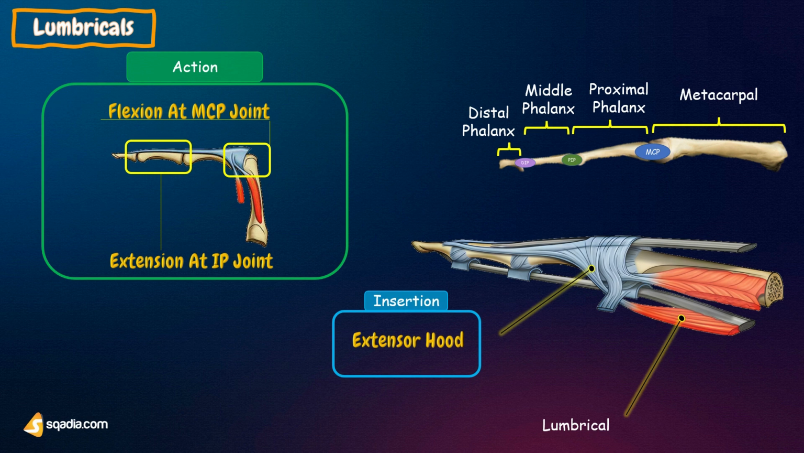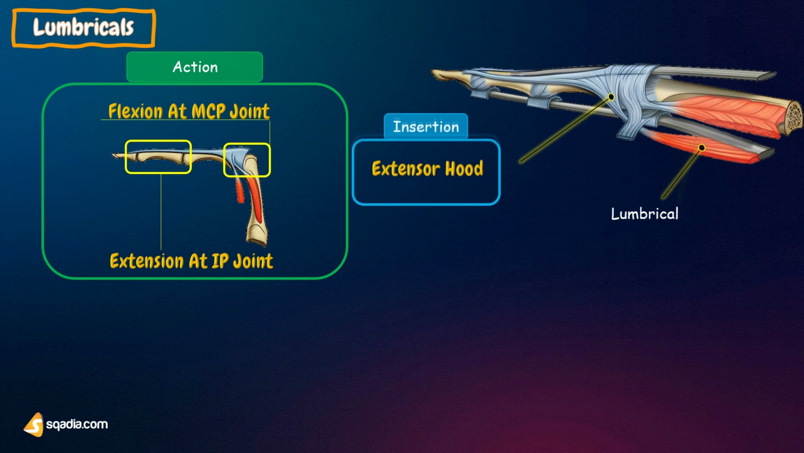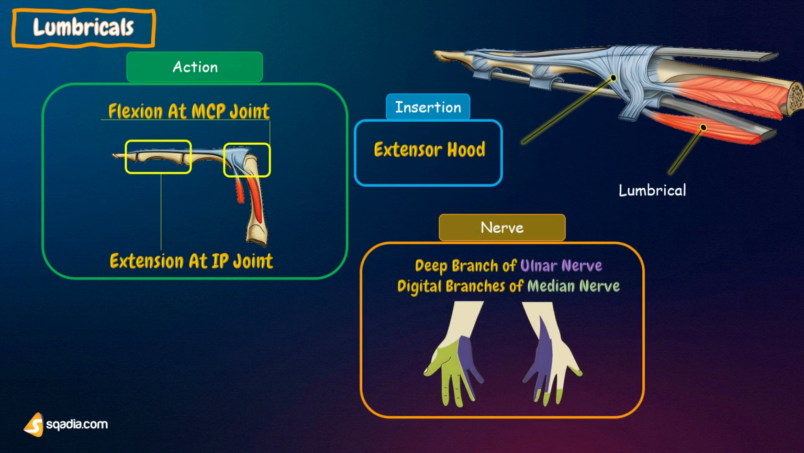You can say that through their insertion into the extensor hoods, they participate in flexing the metacarpophalangeal joints and extending the interphalangeal joints. The lumbricals are unique because they link flexor tendons with extensor tendons. Nerve supply. The medial two lumbricals are innervated by the deep branch of the ulnar nerve. The lateral two lumbricals are innervated by digital branches of the median nerve.